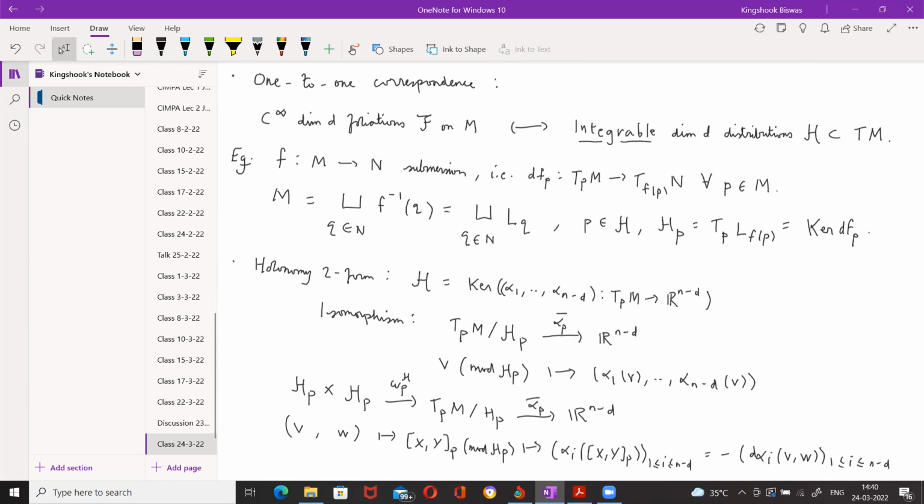So this holonomy 2 form, this alpha P bar, is an isomorphism. So the holonomy 2 form is the same thing as just this minus d alpha i's, or the minus sign doesn't matter. I'm only interested in this up to isomorphism. So it's the same thing as the d alpha i's, right? So the holonomy 2 form is nothing but d alpha 1 up to d alpha n minus d. Is this clear?